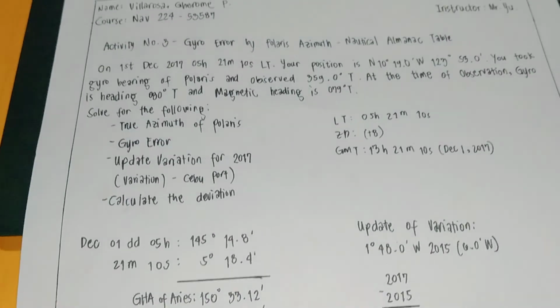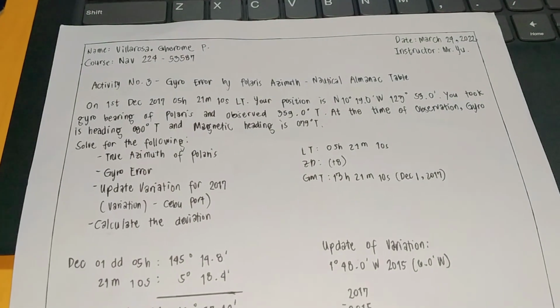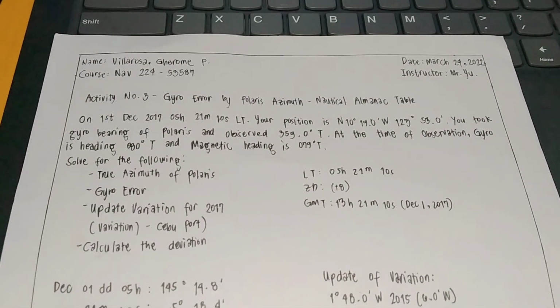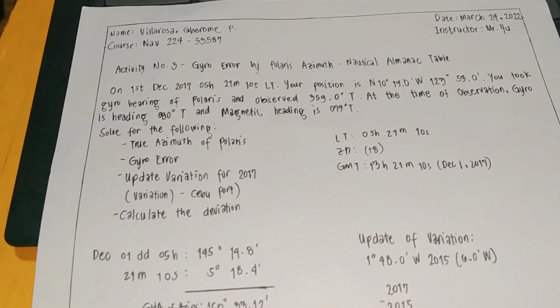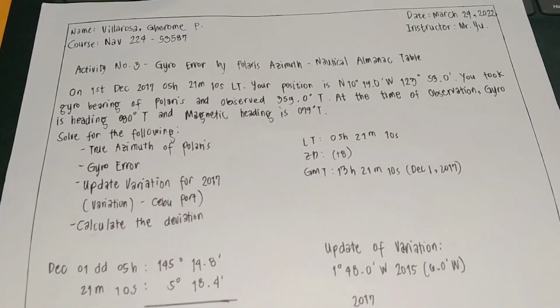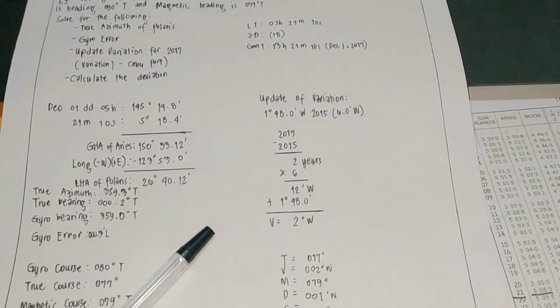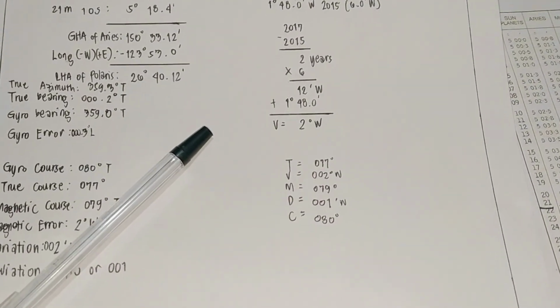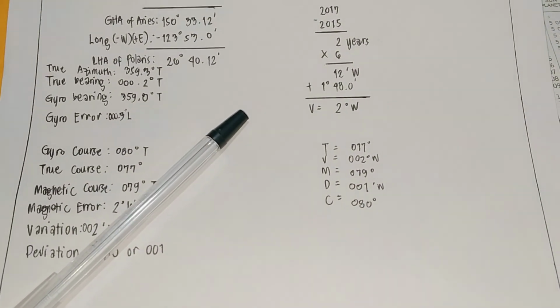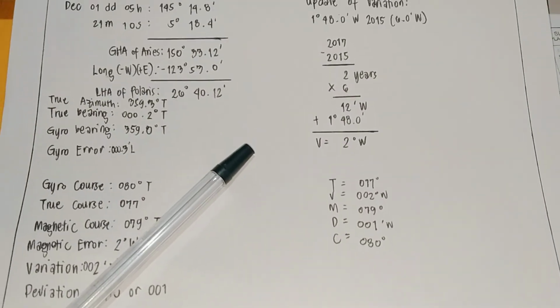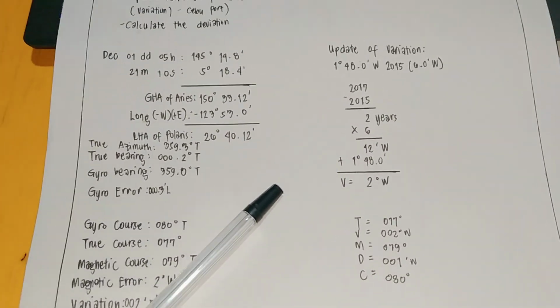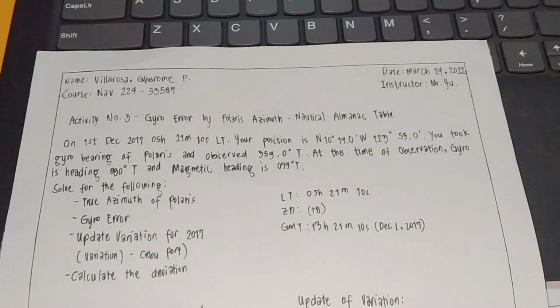So that's how I get the calculation of my gyro error by Polaris azimuth using the nautical almanac tables. So that's all for now. Thank you, and I do hope you already understand what I'm saying, and that you're enlightened by what I am saying. So thank you for watching.